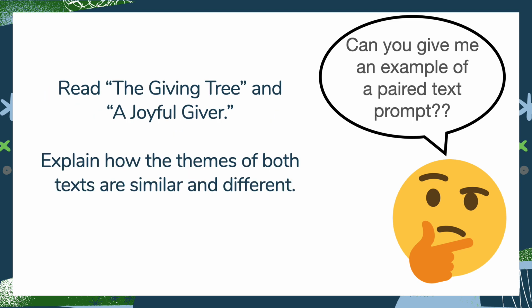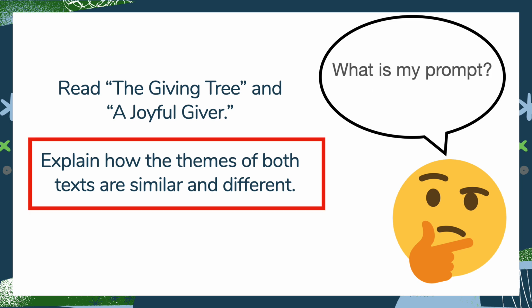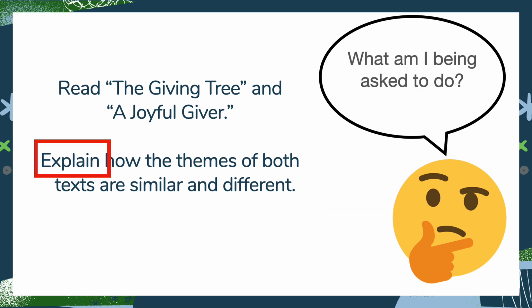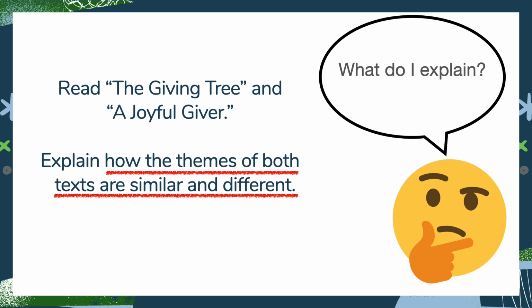Here is an example. Let's say you read two short stories, one called The Giving Tree and one called A Joyful Giver. A prompt that asks you to write about these texts might say, explain how the themes of both texts are similar and different. This is your prompting question. The command word for your writing is explain. That means throughout your essay, you will be explaining something. But what will you be explaining? You will be explaining how the themes of both texts are similar and different.